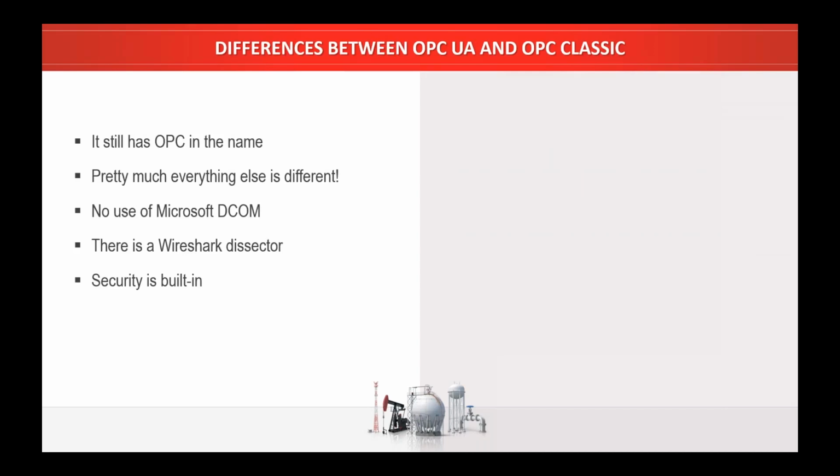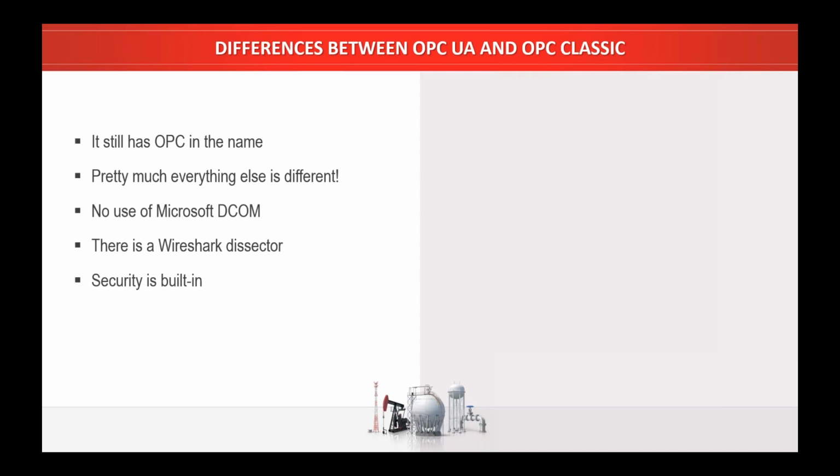So what is different from OPC-UA and OPC Classic? Well, it still has OPC in the name. Apart from that, pretty much else is quite different. They still have the concept within it of tags and properties of tags, much the same as any other industrial control protocol, but the mechanisms and the way they do that and everything else are all quite different.